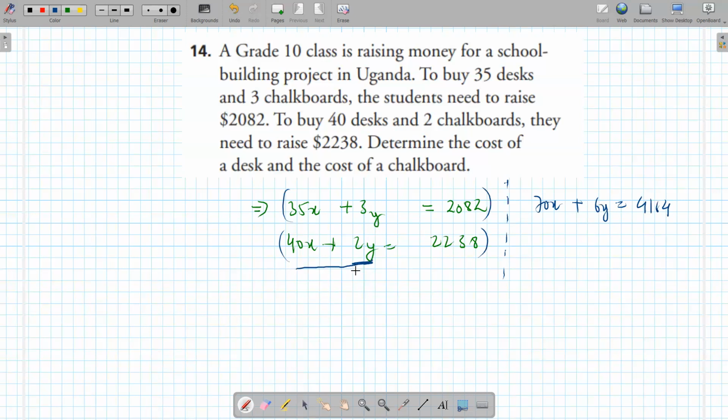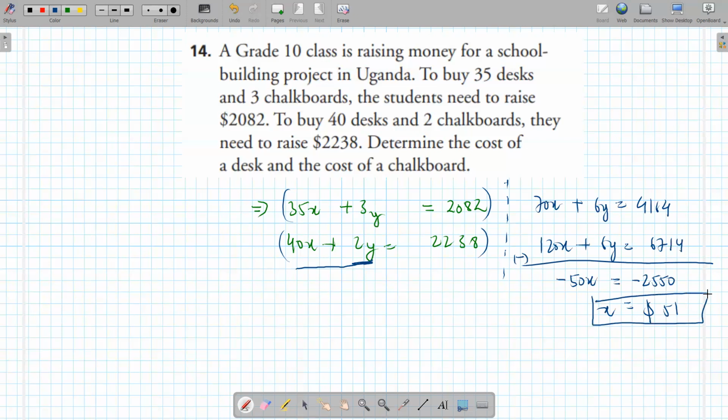What do we multiply this by? We're trying to make the coefficients of y the same. By 3. So it becomes 120x plus 6y equals 2238 times 3, which is 6714. Subtract. Why subtract? Because the signs are the same. If the signs are different, you add. If the signs are the same, you subtract. So 70x minus 120x is negative 50x. The 6y's are gone. And 4164 minus 6714 is negative 2550. So x will be 2550 divided by 50, which is $51.